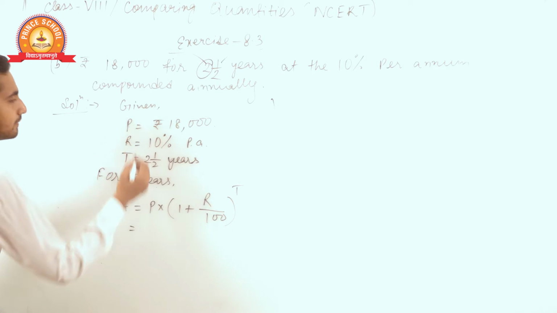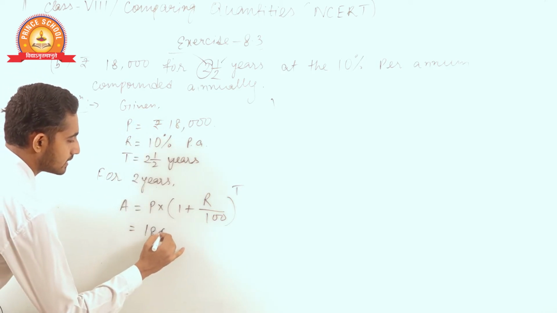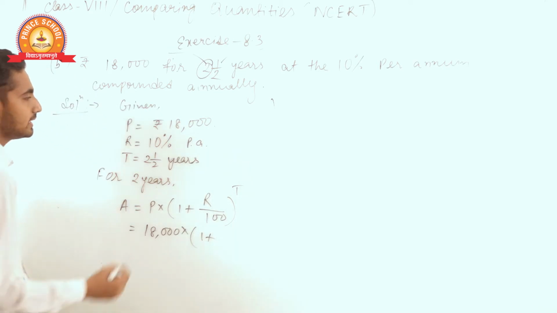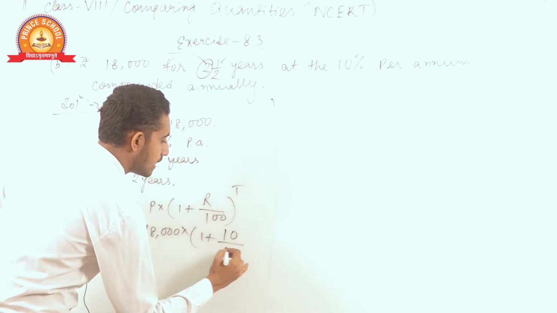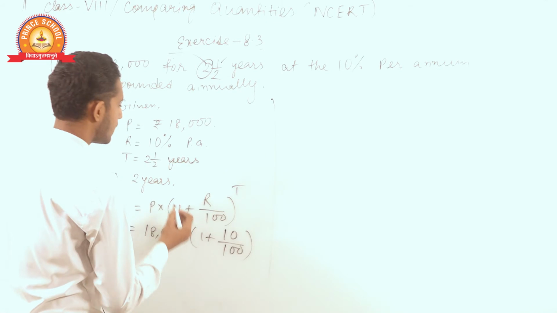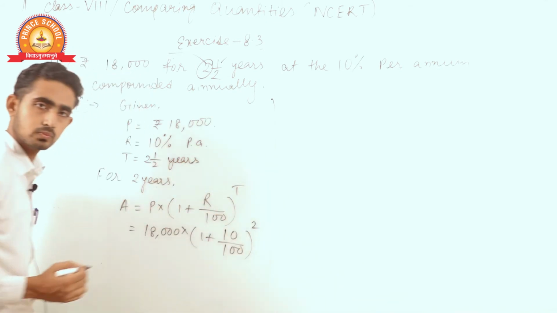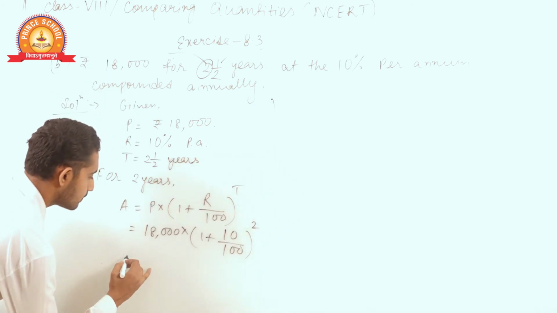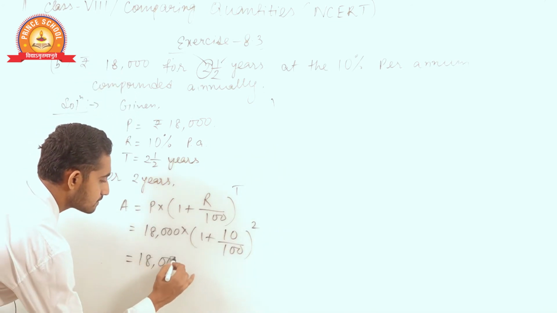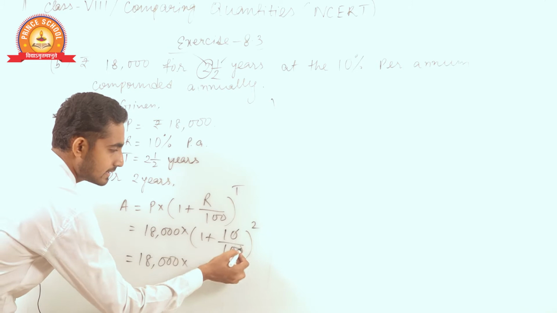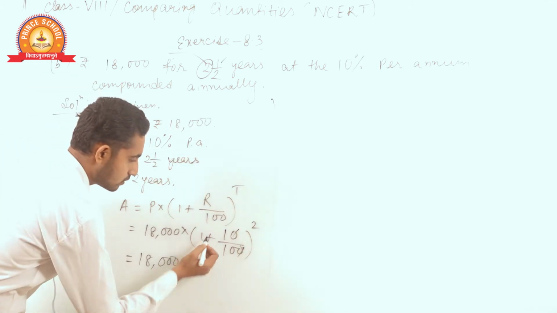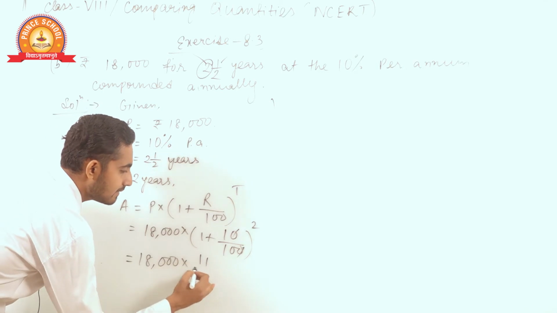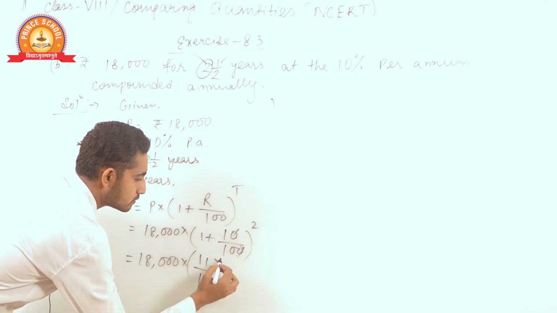P is equal to how many? Rupees 18,000 multiply 1 plus R how many? R is 10 upon 100 raised to the power T, that means 2. Here you can write 2 and 1 upon 2, nothing will happen. Now 18,000 multiply, that is cancel out. So that means 10 multiply 1, 10 plus 1, 11. So 11 upon 10 raised to the power 2.